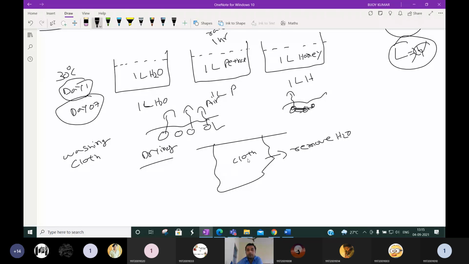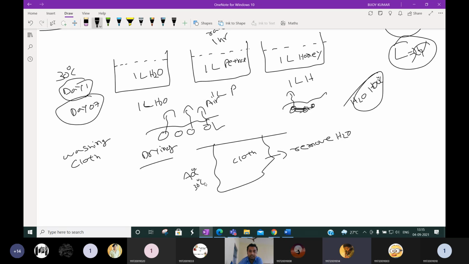You know that the boiling point of water is 100 degrees centigrade. So how is the water getting removed? At 40 degrees centigrade, the movement of the molecules is fast enough that they will be pushed into the air and get carried away with the air.